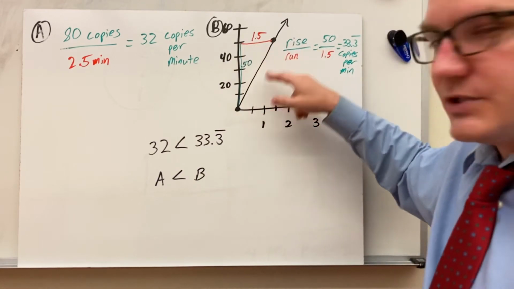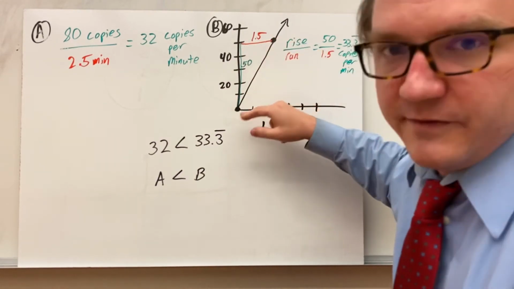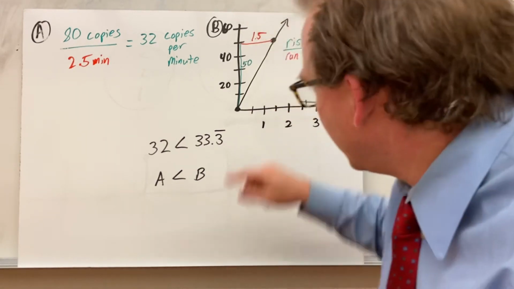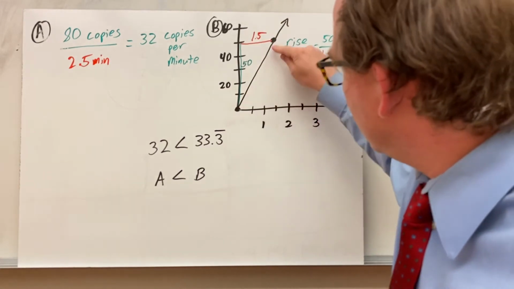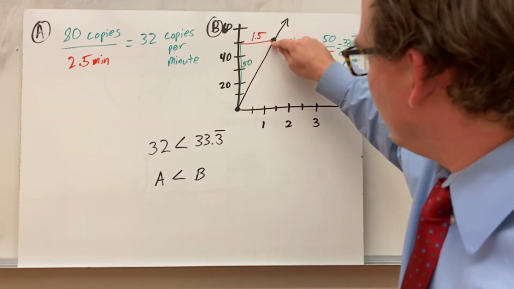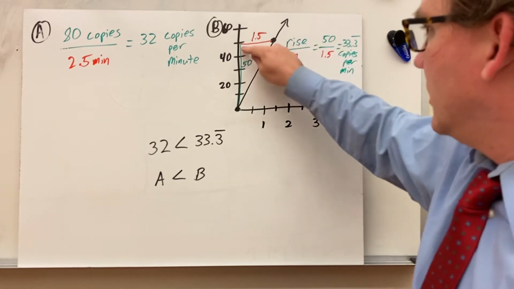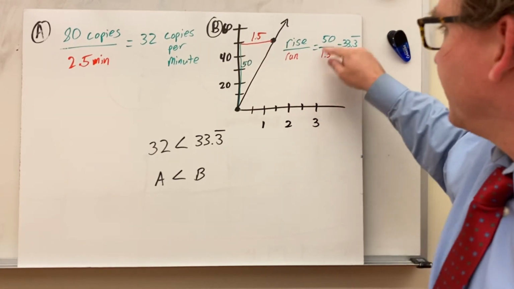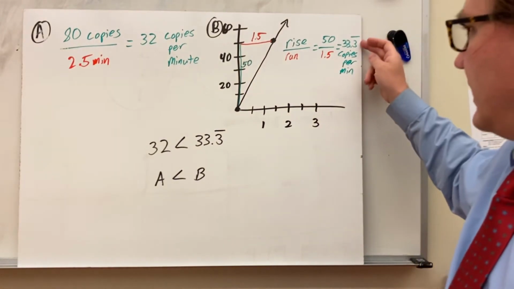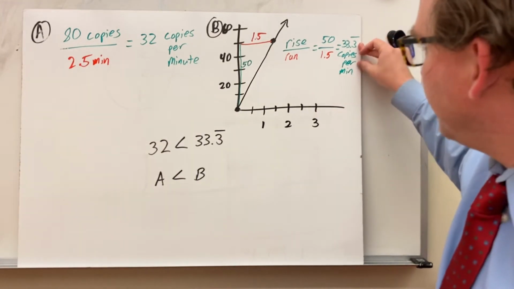Copier B, I have this graph. So I figure out the rise over run on the graph by simply counting the rise over the run. The rise from here to here is up 50. The run is over 1.5. So it's a rise of 50, run of 1.5. 50 divided by 1.5 is 33.3 repeating, and that would be copies per minute.